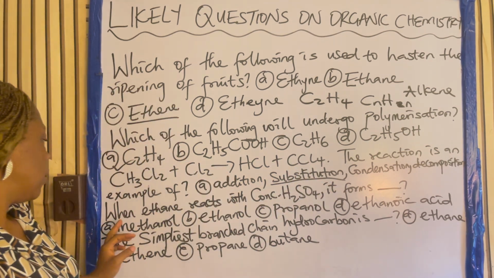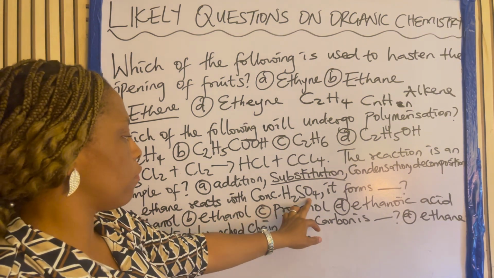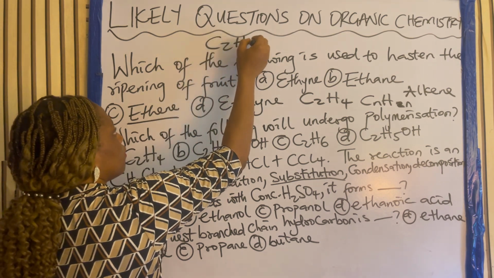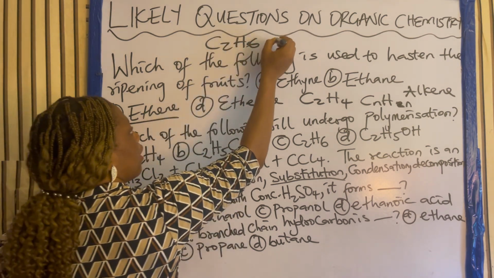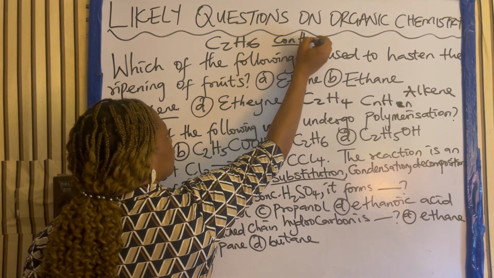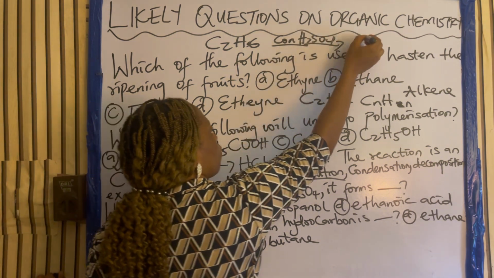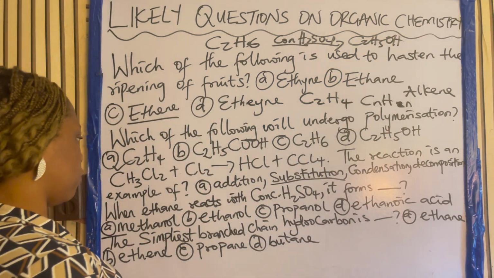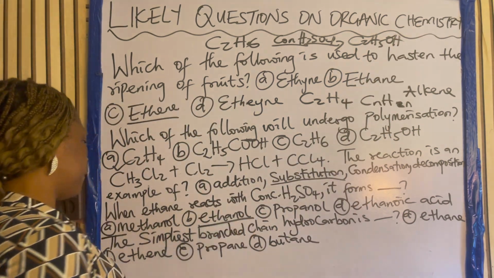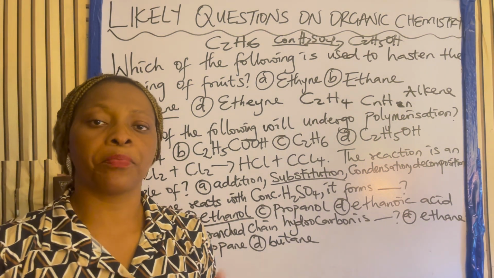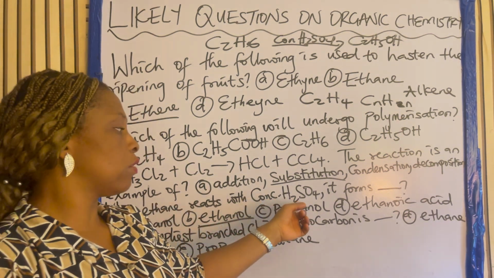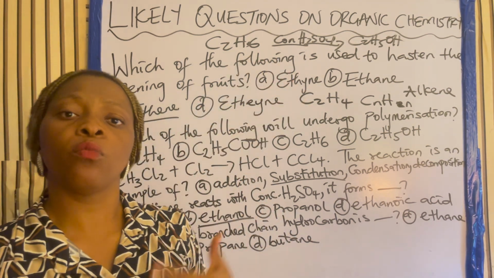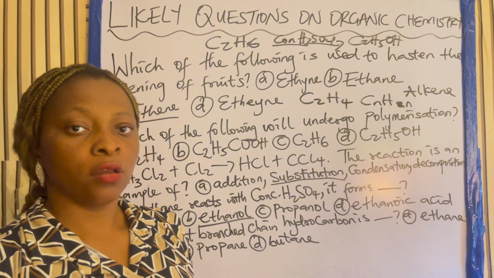Please take note. When ethene reacts with concentrated tetraoxosulphate(VI) acid, it forms dash. Once you see the reaction between ethene and concentrated tetraoxosulphate(VI) acid, it's going to give us ethanol. So ethanol is the answer. Now, in the exam hall, you may see propene. Propene reacts with concentrated tetraoxosulphate(VI) acid. It will give you propanol. If you see butene, it will give you butanol. Just add OH. Okay?